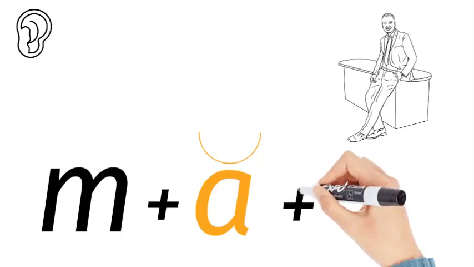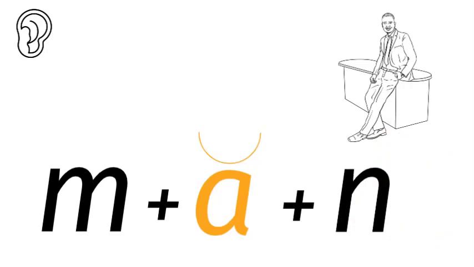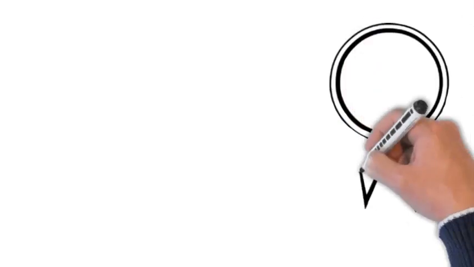Ma, but we're missing something. What's at the end? M-a-n. See, and when we take away the m, an is left. So there's a word within a word.